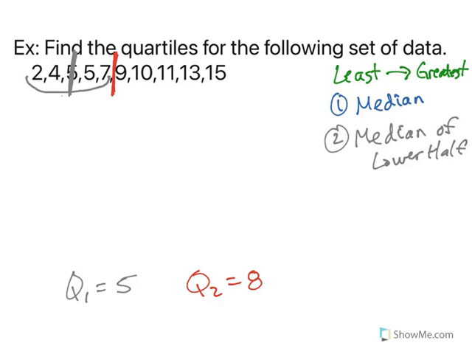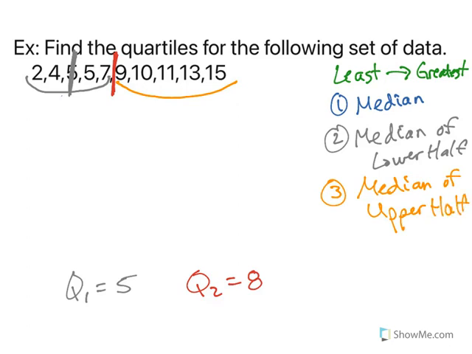Now look at the upper half. That goes 9, 10, 11, 13, 15. So I have 5 numbers. My third step is finding the median of the upper half. Again, it's the middle number. It's going to cut right through the number 11. So Q3 is 11.